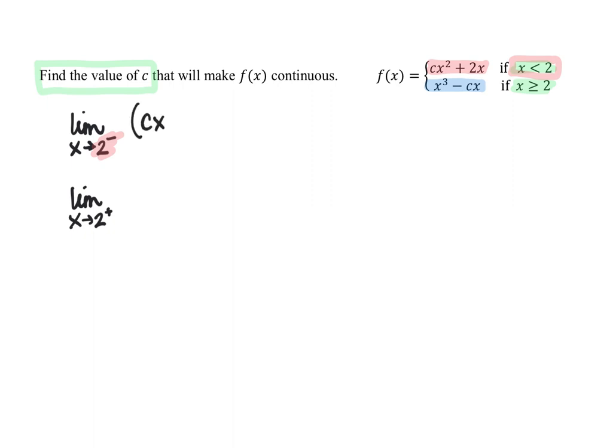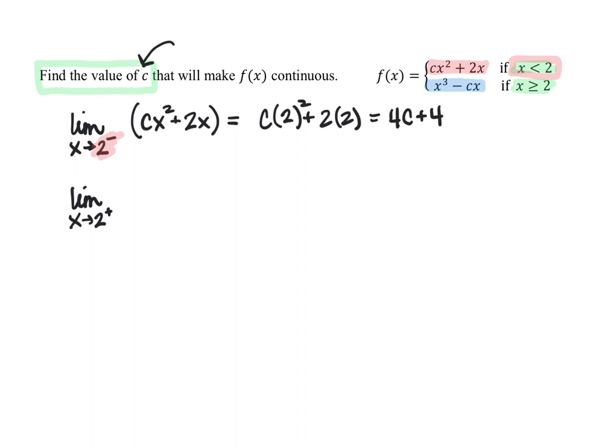And the top piece is the cx squared plus 2x piece. Now remember, I know this looks odd because we have two different variables, c and x. But remember, our ultimate goal is to find the value of c. So we are going to solve for c throughout this process. Now, to evaluate this limit, we'll do direct substitution, and we will substitute in 2 for x. So that will be c times 2 squared plus 2 times 2. In other words, 4c plus 4 is our left-hand limit.